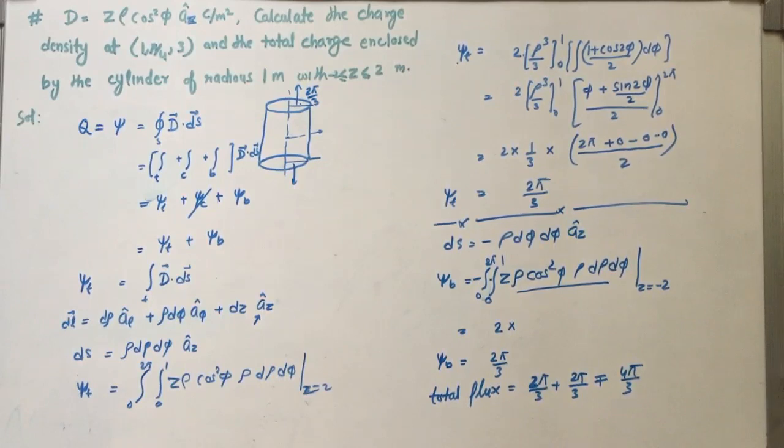So the total charge enclosed by the cylinder will be the total flux, that will be the charge enclosed. So in this way, the charge enclosed will be 4 pi by 3 coulomb.